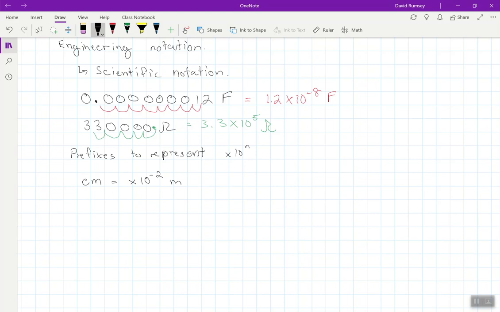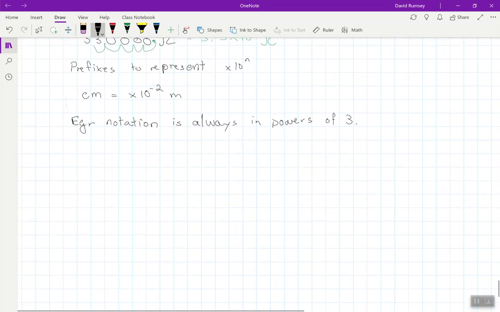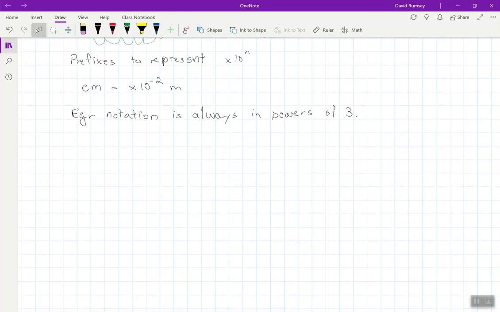Now, the thing with engineering notation is it is always in powers of 3. So for example here, let me just make a small table. It's not going to be every single one, but it's going to be the most common ones.